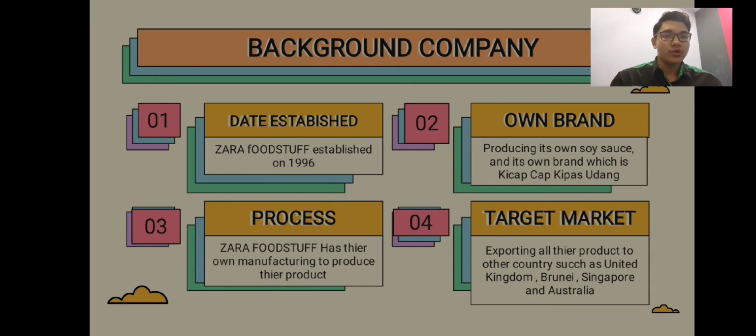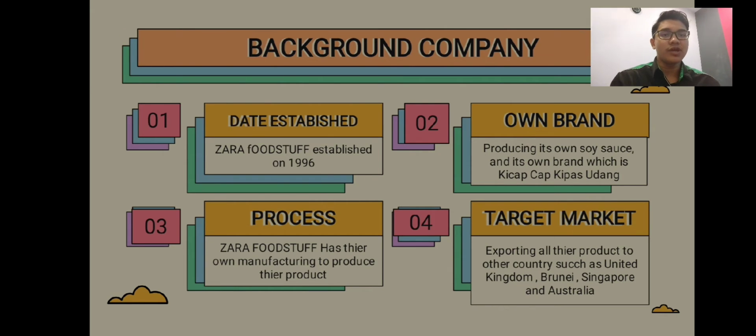As we all know, we chose ZARA FOODSTUF to be our simulation company. ZARA FOODSTUF was established in 1996. They are placed in Lakin, Johor Bahru, and basically this company produces its own soy sauce. They have their own brand called Kicap Cap Kipas Udang. ZARA FOODSTUF produces a variety of sauces, which are soy sauce, chili sauce, and tomato sauce.